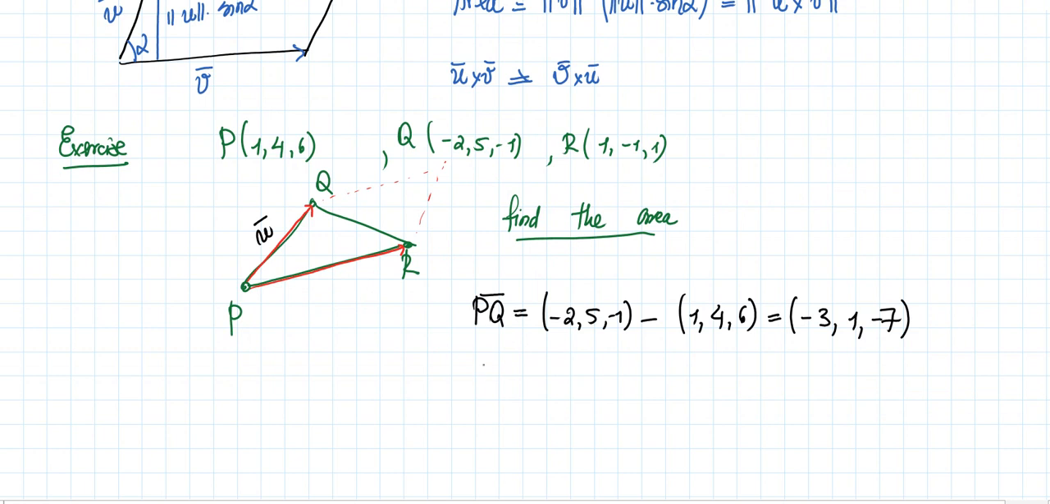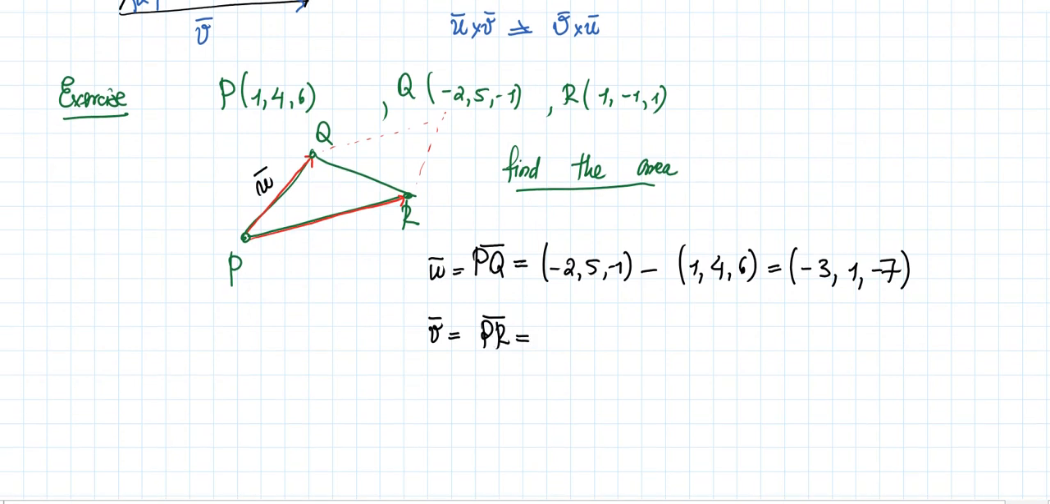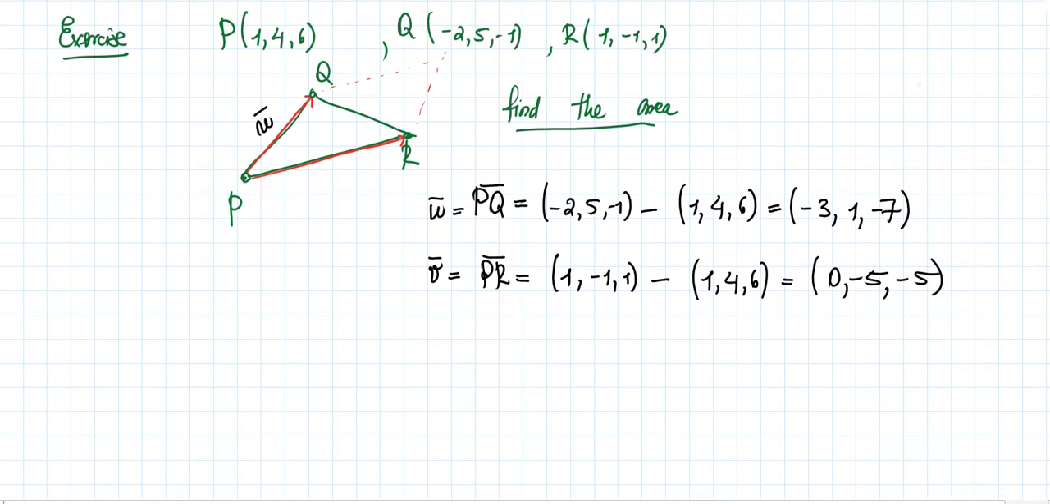And our second vector, V, is equal to the PR vector. We can obtain this by subtracting the initial point P from R. It's going to be 1, -1, 1, minus P, which is 1, 4, and 6. If you subtract this, it's going to be 0, -5, and -5. Do you agree?